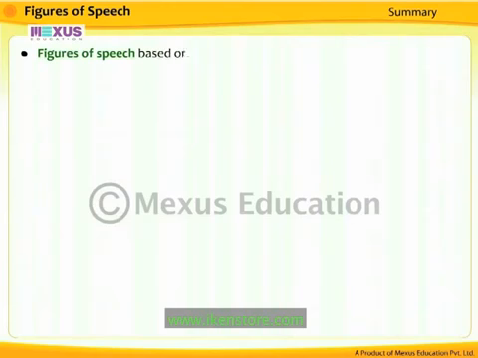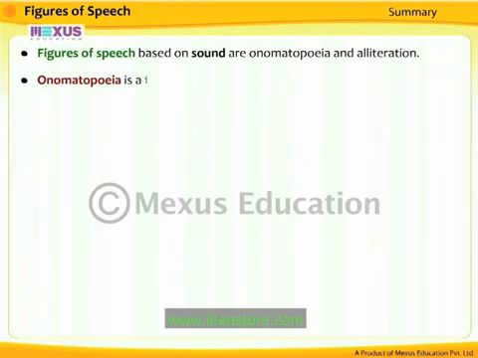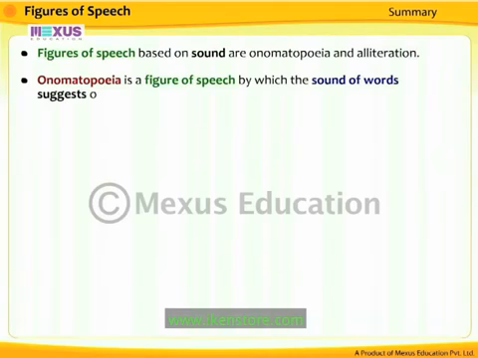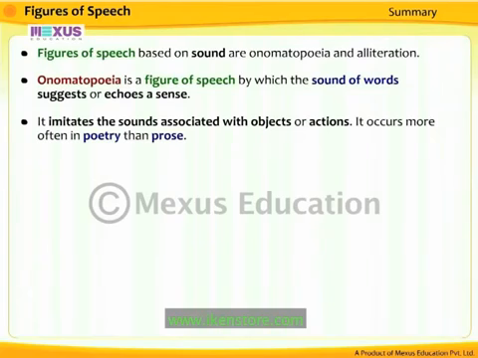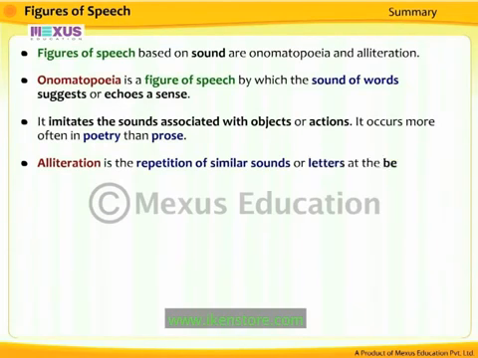Figures of speech based on sound are onomatopoeia and alliteration. Onomatopoeia is a figure of speech by which the sound of words suggests or echoes a sense. It imitates the sounds associated with objects or actions. It occurs more often in poetry than prose. Alliteration is a repetition of similar sounds or letters at the beginning of two or more words.